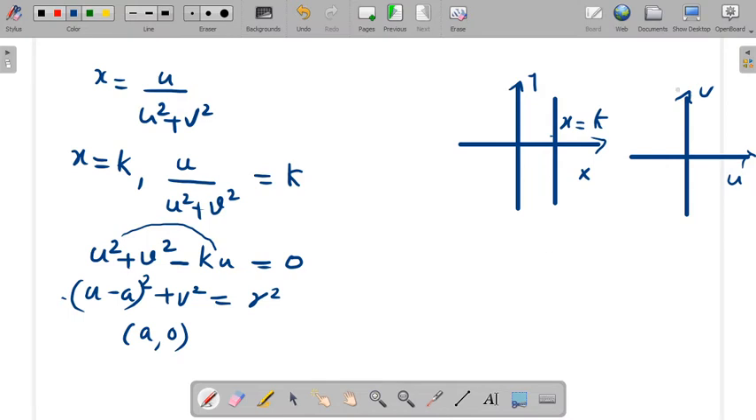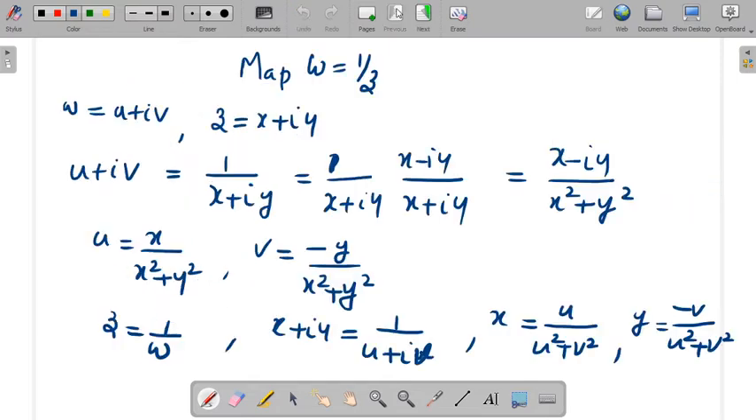So the image of x is equal to k will be circles that pass through the origin and with center on the u axis. As the value of k changes, the size and position of the circle may change, but it will pass through the origin and its center will be on the u-axis. So that is the image of x is equal to k.